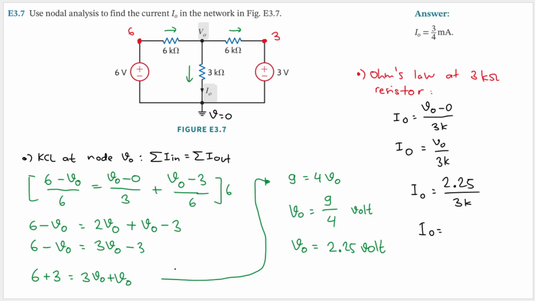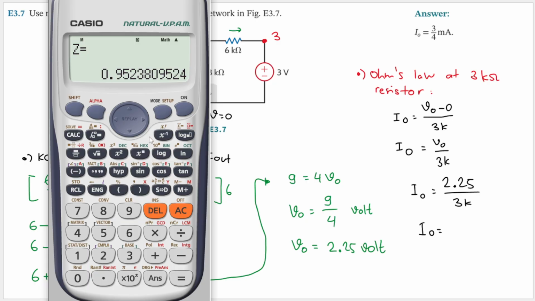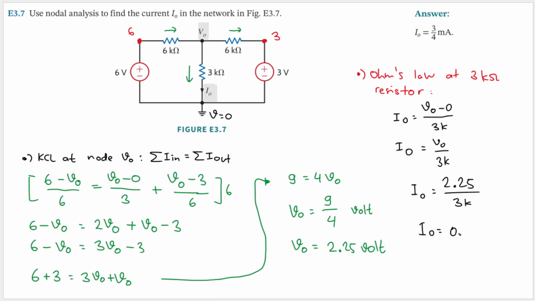But then 2.25 divided by 3 is, what is it? That will be 0.75 milliampere. And that is the final answer for this question. Let's put that into a box and highlight. And is it the same? It's not quite the same, but 3 over 4 milliampere is just 0.75, right? So that is the same answer.